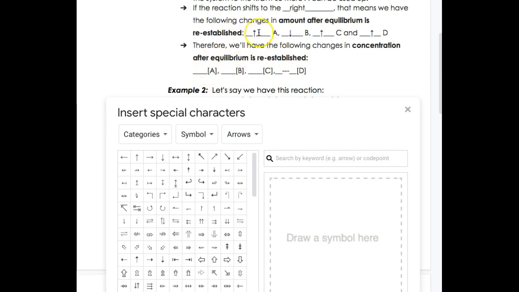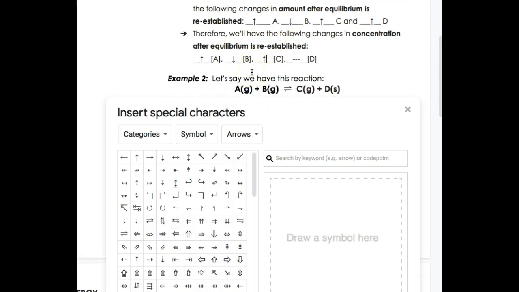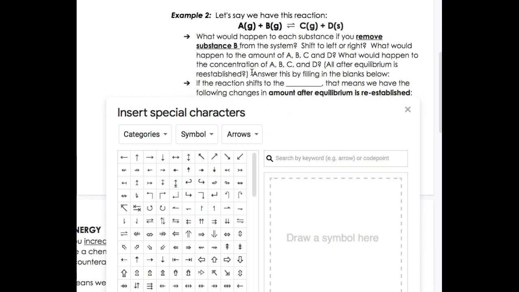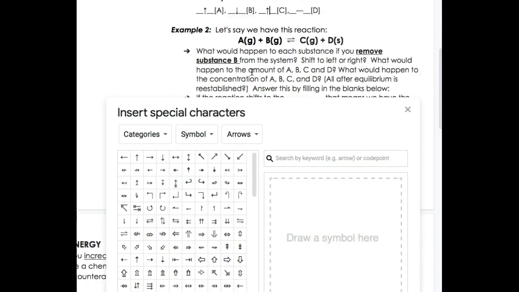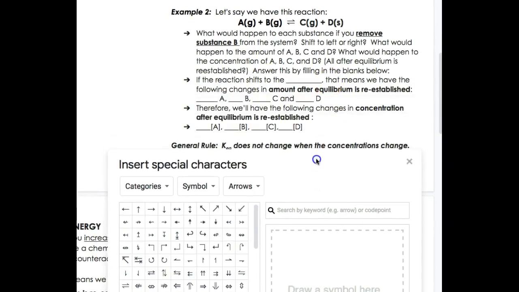And here, because we increase the amount of A, that means we're going to have more A in terms of concentration, and we're going to have less B. We're going to have more C. And again, the concentration of D, the solid, does not change, even though the amount did. So there's a difference between the two, and I'm sure you'll get the hang of it. So let's try example 2. Hopefully we will get it by then.